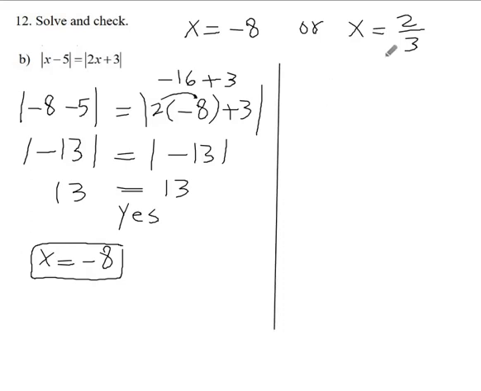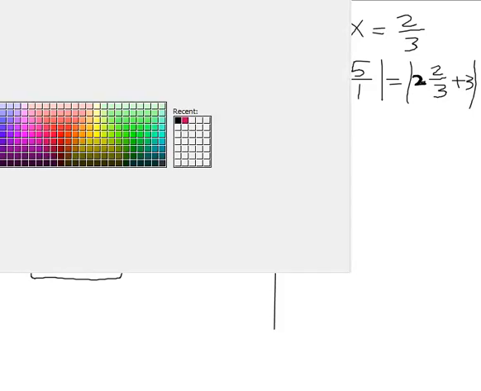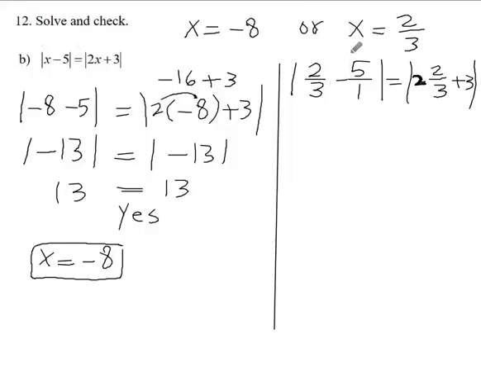If x is equal to 2 over 3, let's go ahead and substitute for each x. 2 over 3 minus 5 over 1. Is it equal to 2 times 2 over 3 plus 3, absolute value of that? Okay. Here we have 2 over 3 minus 5 over 3. We need to find the LCD. So the LCD is 3, so I need to multiply this by 3 over 3.